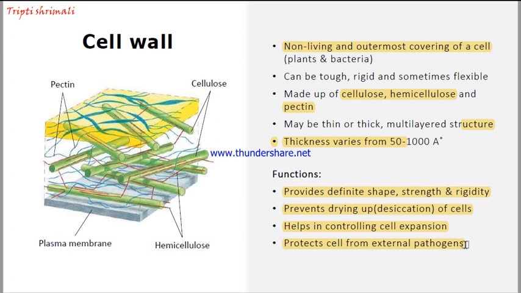We know that cell wall is fully permeable. Unlike plasma membrane, cell wall is fully permeable. It allows almost everything to move across the cell. Okay. Cell wall is fully permeable, but plasma membrane is semi-permeable. Thank you.